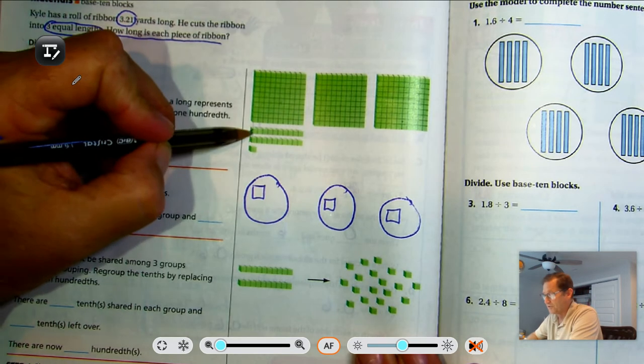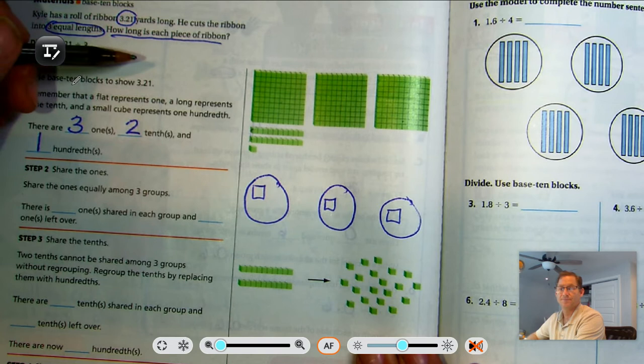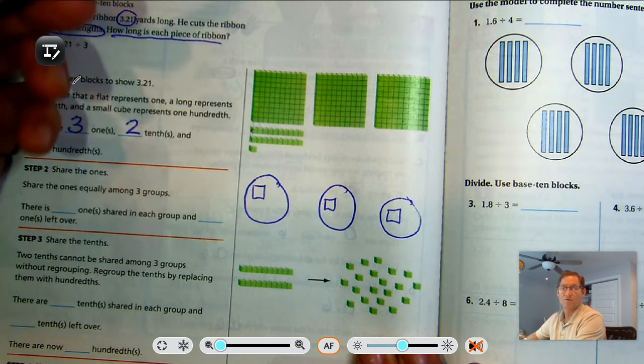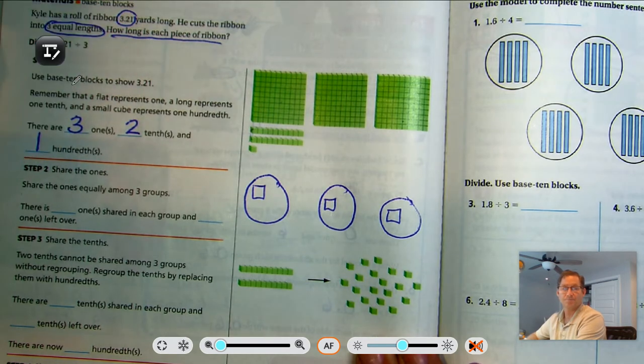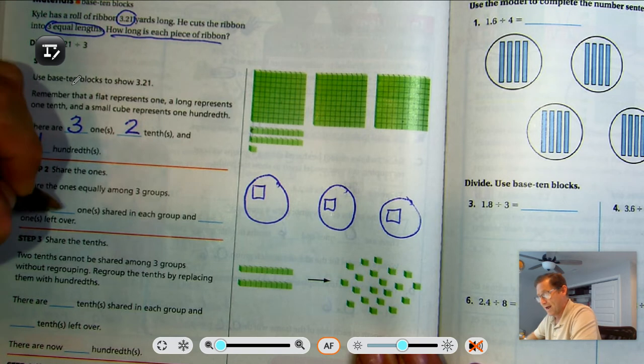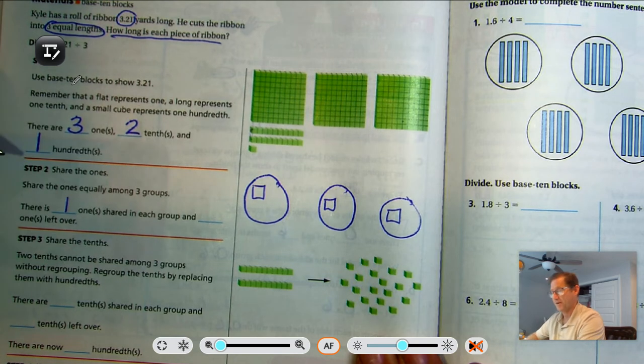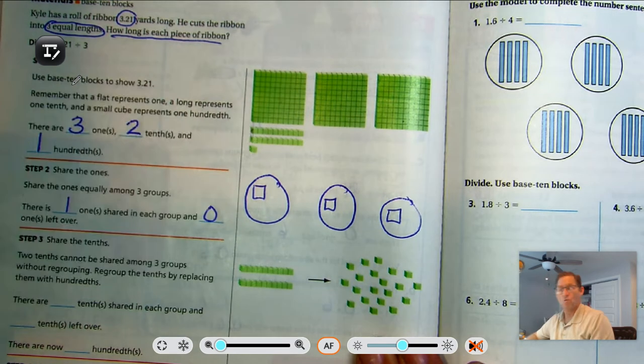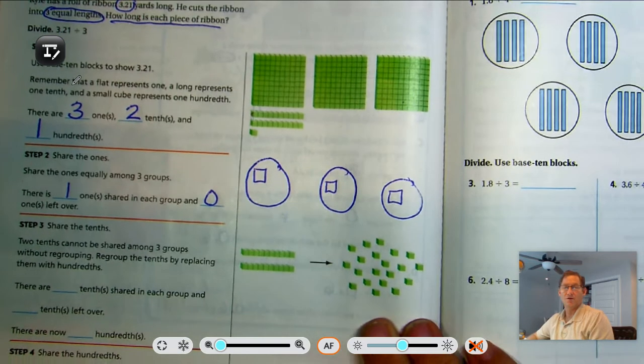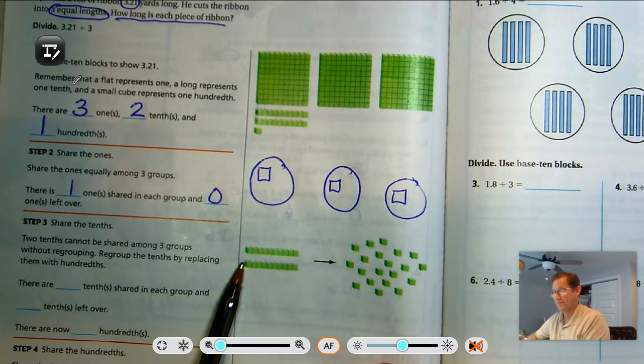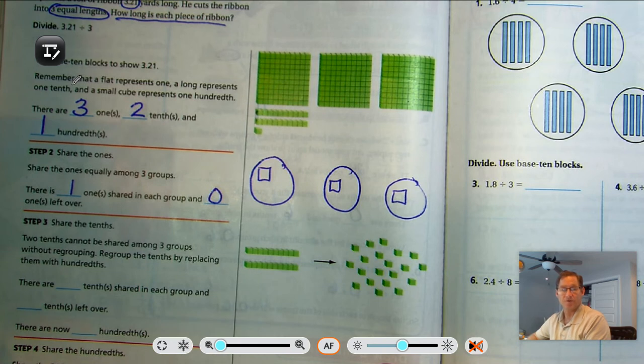Okay, now can I share the 2 tenths in 3 groups? No, okay. So we have 1 one shared in each group, and there are 0 ones left over. We can't share the 2 tenths among the 3 groups without regrouping.